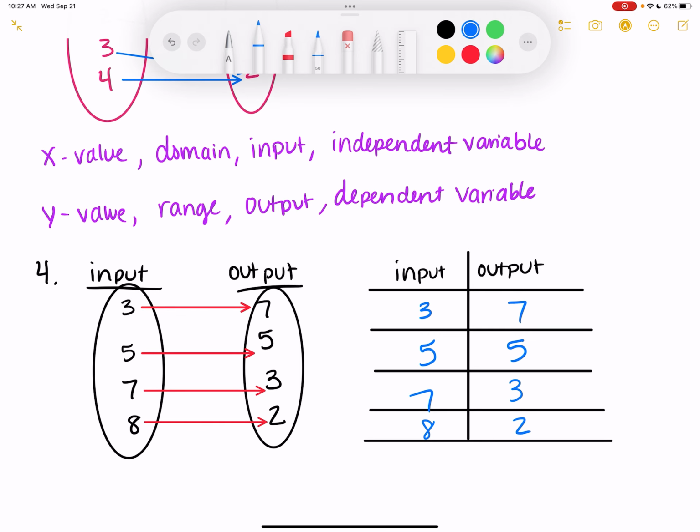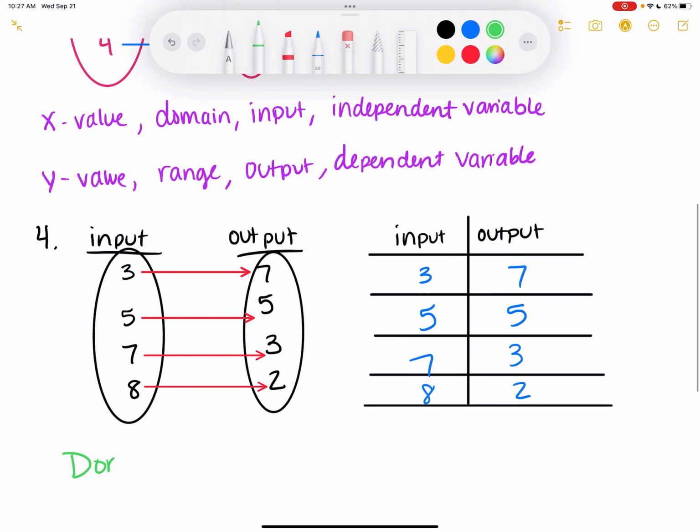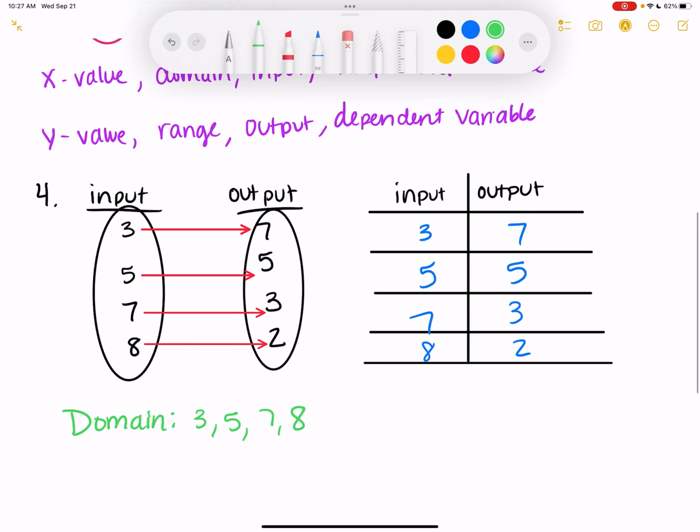So the domain values are the input values. When it asks us for domain, you're just going to list them off with commas between them. So you're just going to go 3, 5, 7, 8. Those again are your x values. The range, we're just going to go down 7, 5, 3, 2. Those are your output values.